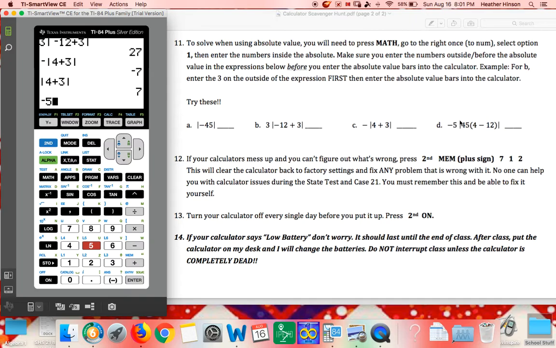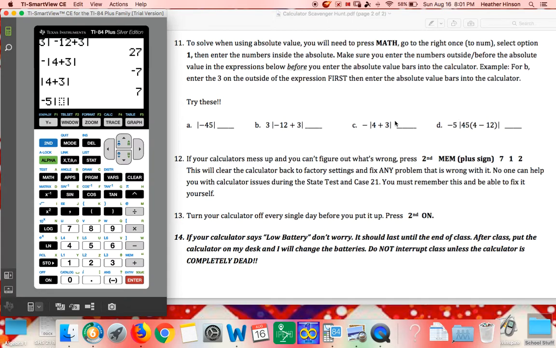Then we're going to grab our absolute value bar by hitting math over here on the left. Go over to num, so hit right. And we want abs, so enter on that. Plug in the stuff inside exactly how you see it. Don't change the order, don't move parentheses, don't do anything. Plug it in exactly how you see it.